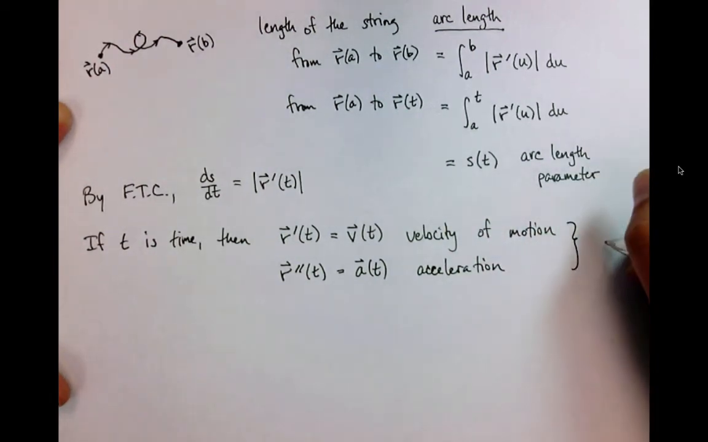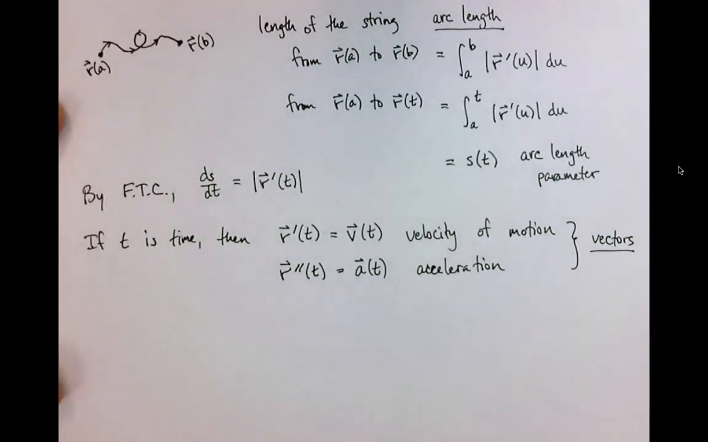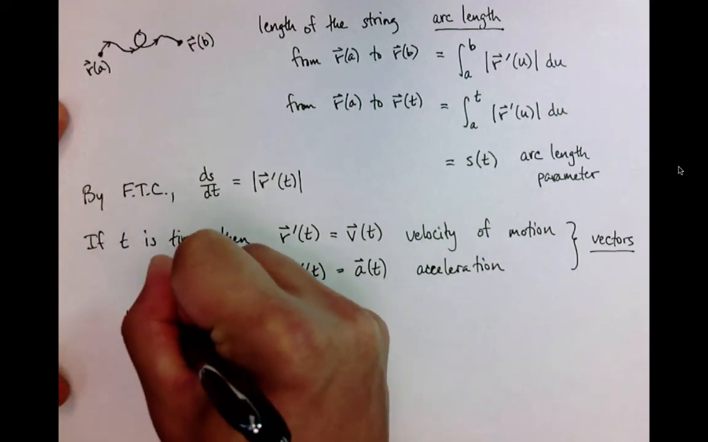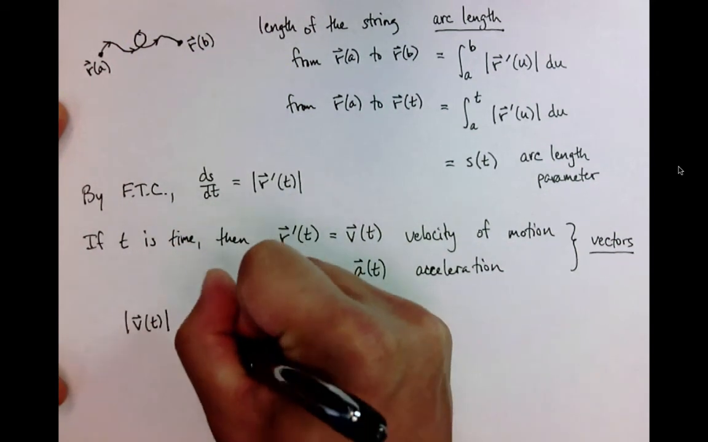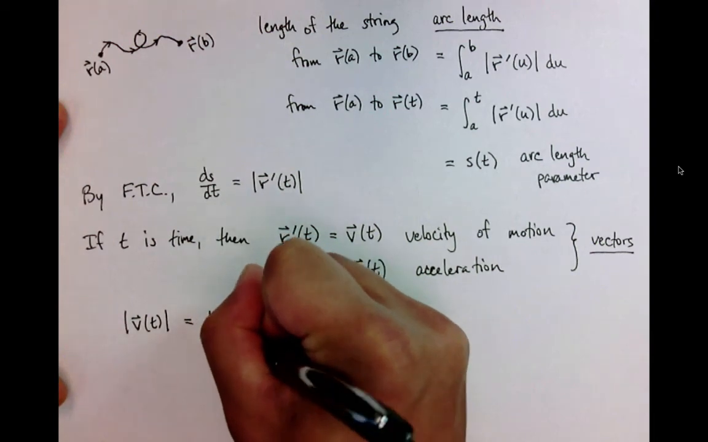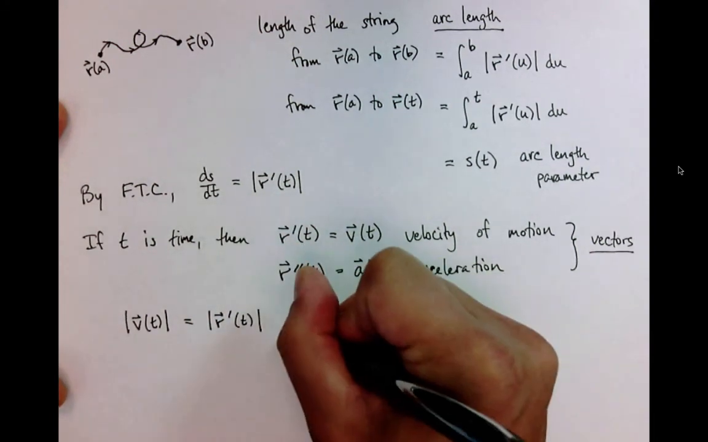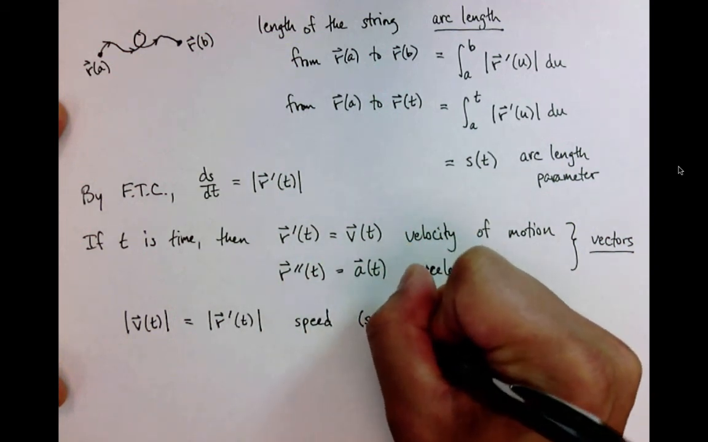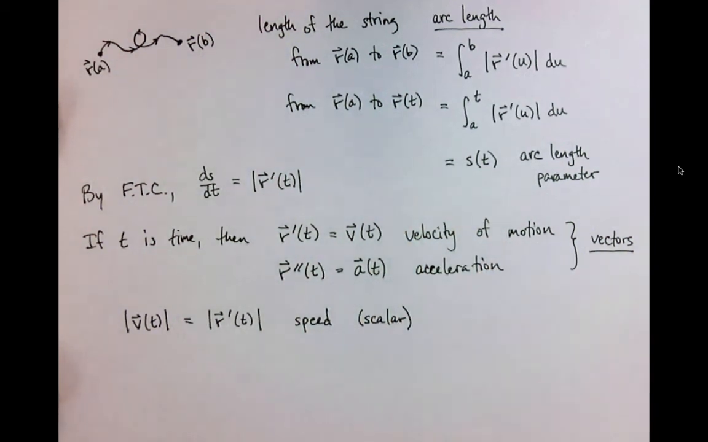Now, both velocity and acceleration are vectors. But the magnitude of v, which is the same as the magnitude of R prime, is the speed, and that's the scalar. So really the derivative of the arc length is the speed.